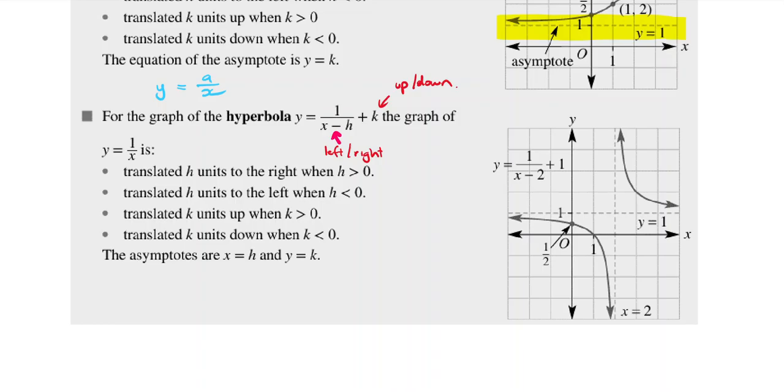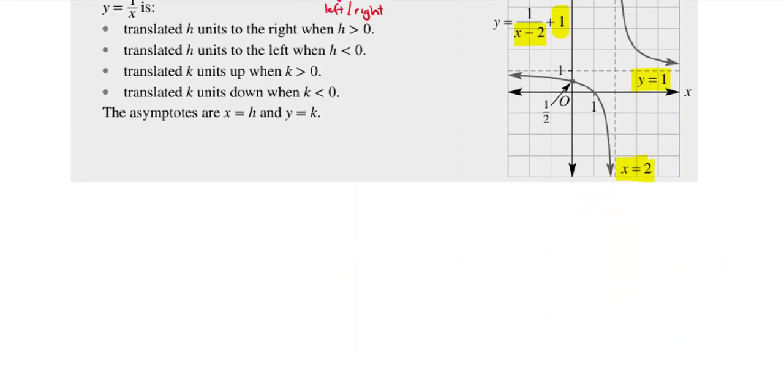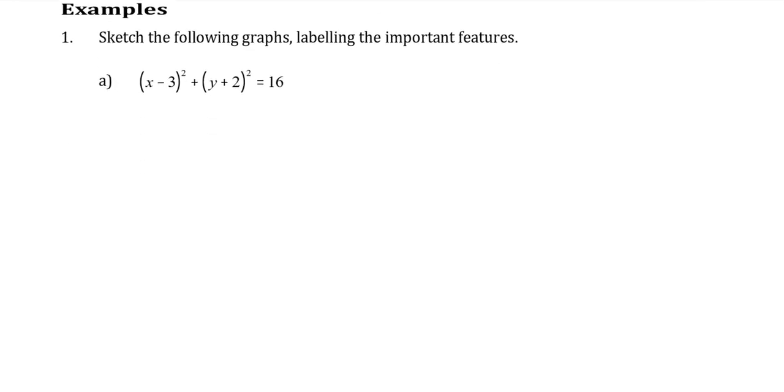So the best way to start with this one is with your asymptotes. If we have x minus 2 on the bottom, that's going to move my vertical asymptote to x equals positive 2. And the plus 1 on the end is going to move my horizontal asymptote up to y is equal to 1. And then you draw the rest of the hyperbola around it. So let's practice moving some of these graphs around.